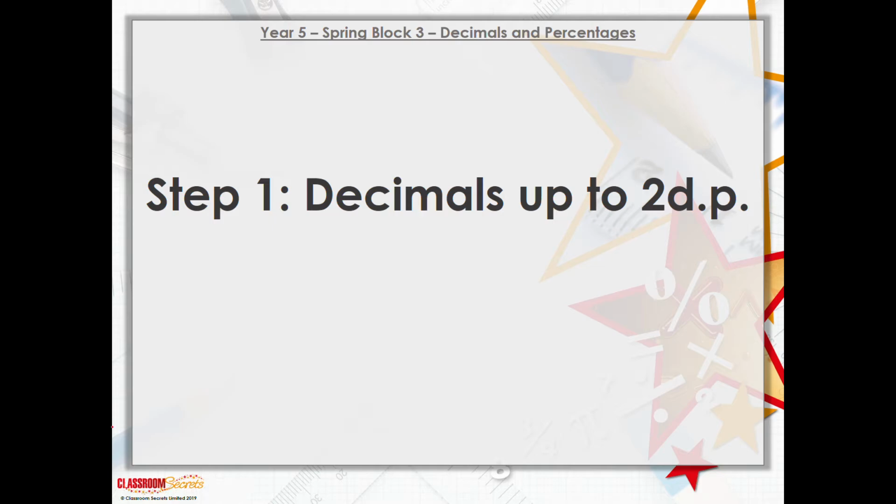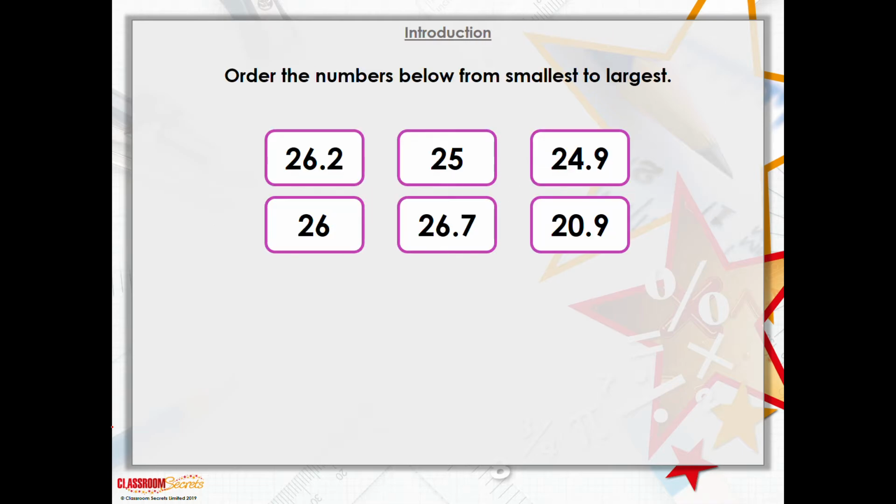Right, so now we're looking at decimals, and this is step 1, decimals up to 2 decimal places. So let's have a look at our introduction activity. Order the numbers below from smallest to largest. So remember, when we're doing this, we're looking at our tens and see if there's a difference in our tens. Then we're going to have a look at our ones, and then we can have a look at our decimal numbers, and here we have tenths. So can you do that for me now?